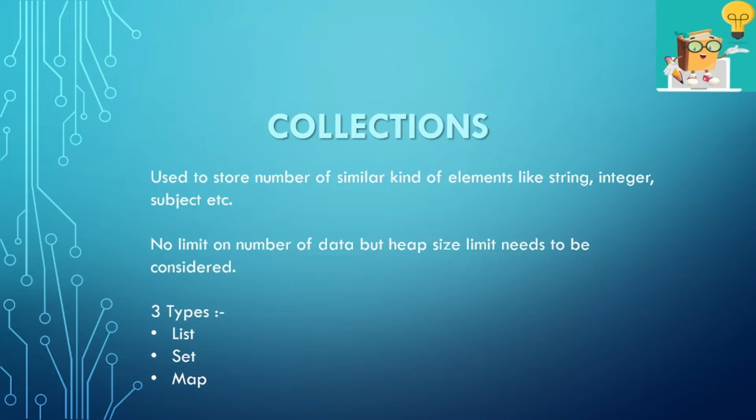Now, in Apex, there is no limit on the amount of data you can put in a collection variable, but there is a heap size limit in Salesforce. We will discuss heap size in further videos when we get to the more advanced topics. For now, just consider that there is a heap size limit we always need to think about, but there is no data count limit in collection variables. In Apex, we have three types of collection variables: list, set, and map. We will see one by one what these three are and how they are different from each other.